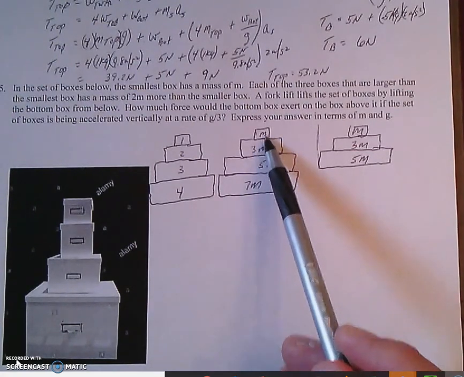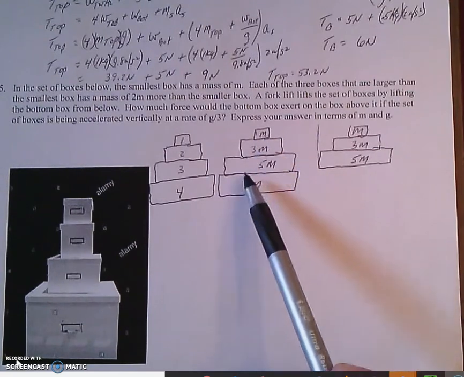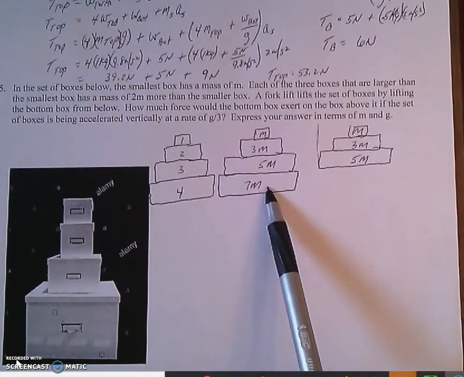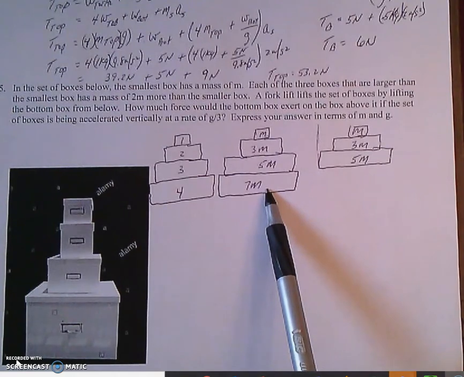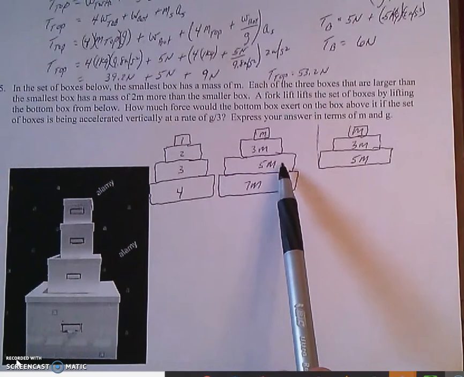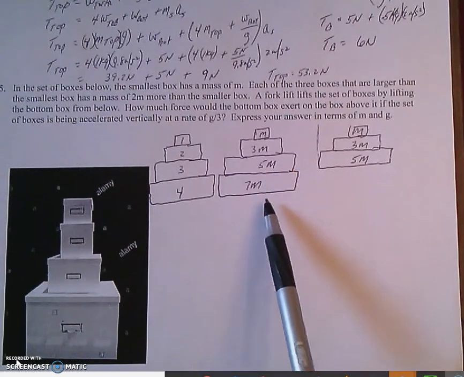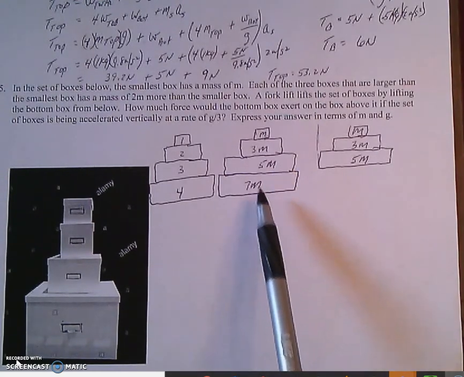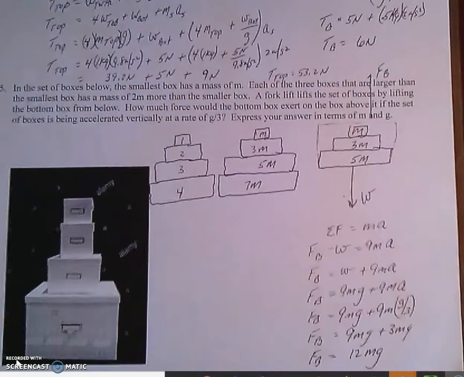So this is m plus 2m or 3m, 3m plus 2m or 5m, and the mass of this one down here is 7m. We're trying to find how much force this 7m box exerts on this 5m box if the forklift is lifting up from below the 7m's.